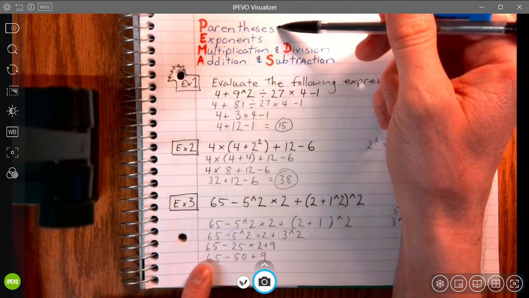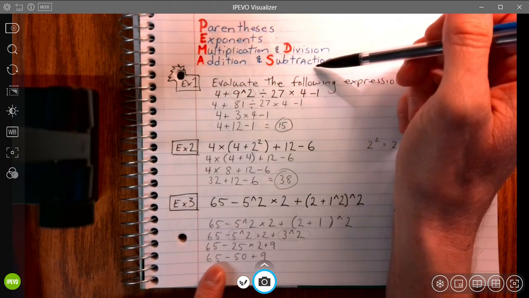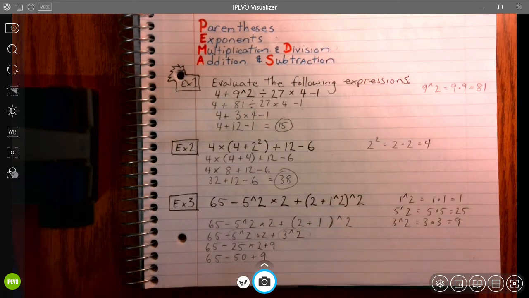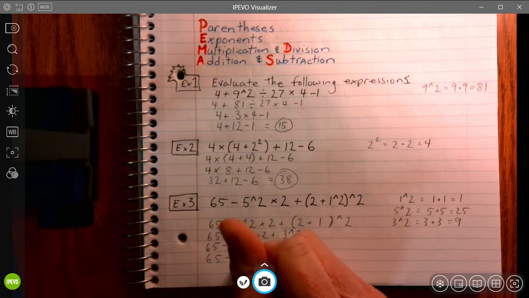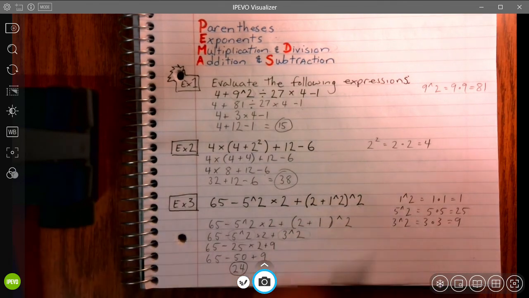Go back to the top. Do I have parentheses? No. Do I have exponents? No. Do I have multiplication or division? No. Do I have addition or subtraction? I sure do. 65 minus 50 is 15, and 15 plus 9 is 24. And we're done.